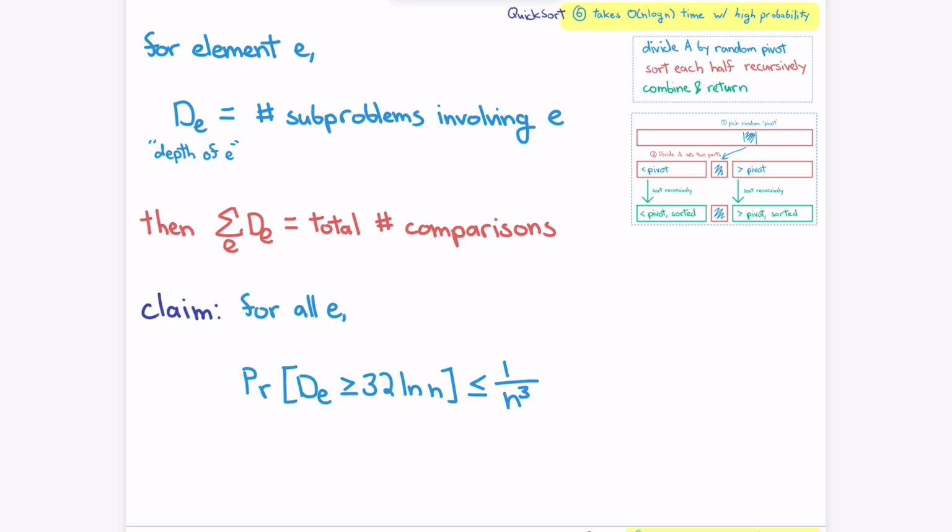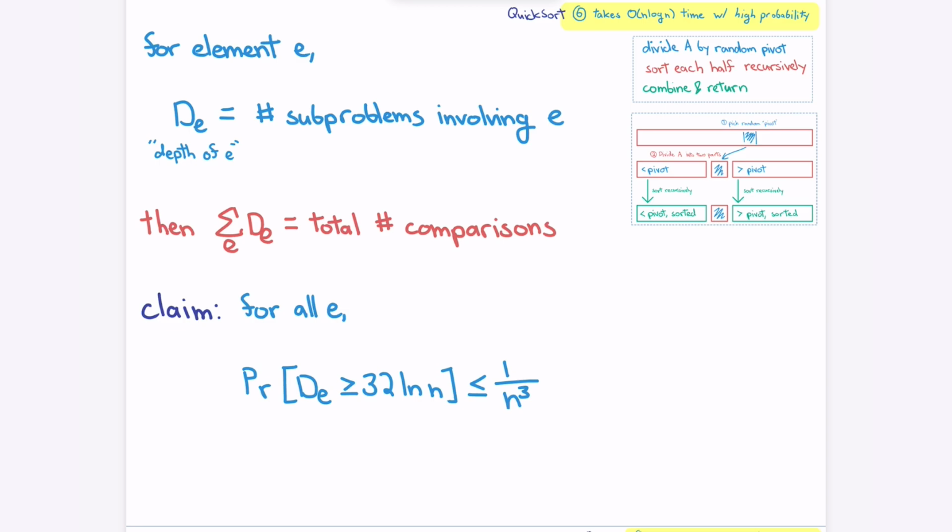If I sum over all e's, every time an element in a subproblem gets compared to the pivot, that accounts for all the comparisons. So if I sum up over all the e's, I'll get the total number of comparisons. That's basically the running time. So that's the framing, a little bit different than what we did last time.